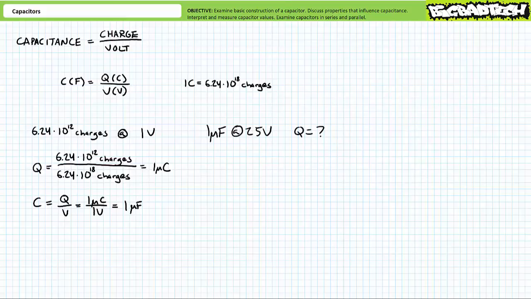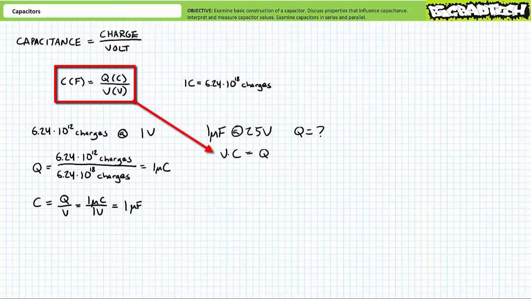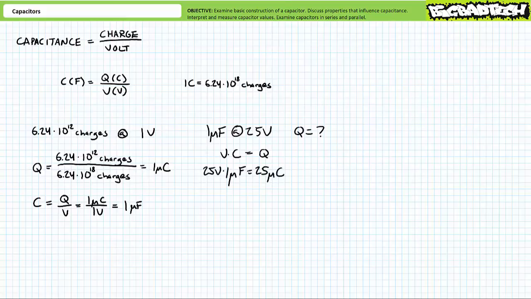Consider the same 1 microfarad capacitor at an increased voltage of 25 volts. What happens to the charge inside this capacitor? Will it go up or will it go down? An algebraic rearrangement of our three-variable capacitor equation suggests that volts times capacitance equals charge. Substituting in our given values of 25 volts and 1 microfarad, we find that the same capacitor now stores 25 microcoulombs of charge, for a total of 156 times 10 to the 12th individual charges, 25 times as much as it did at 1 volt, at 25 times the voltage.